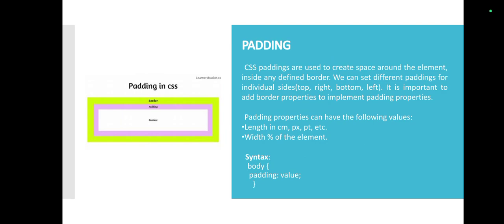implement padding properties. Padding property can have the following values: length in centimeters, pixels, pt, etc., or percentage of an element. Like we can see in a diagram, padding is a space between content and border. Syntax of padding is body, curly braces open, padding, value, semicolon, curly braces close.